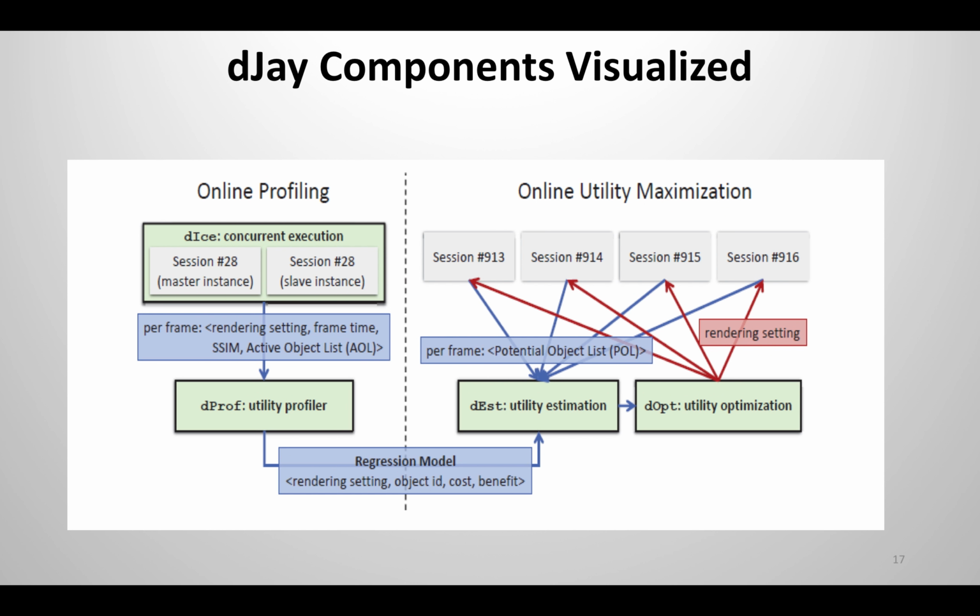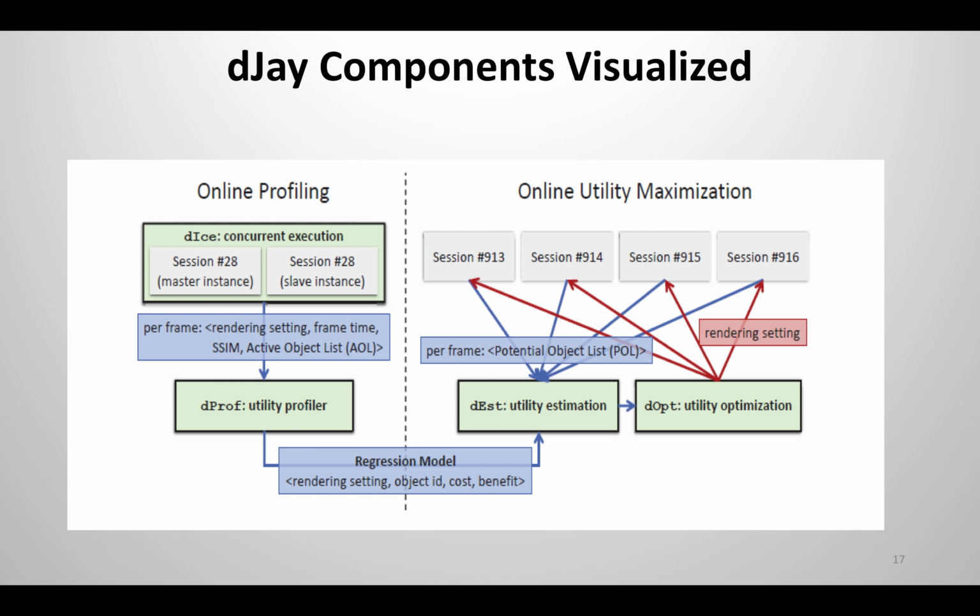So now that we have discussed all four components of DJ, let's see how they work visually together. Initially we run the DIs, the concurrent execution. We can see that they're running, there's a master and a slave instance. They're both given the same inputs, as in they're running the same session. So same game, same inputs.